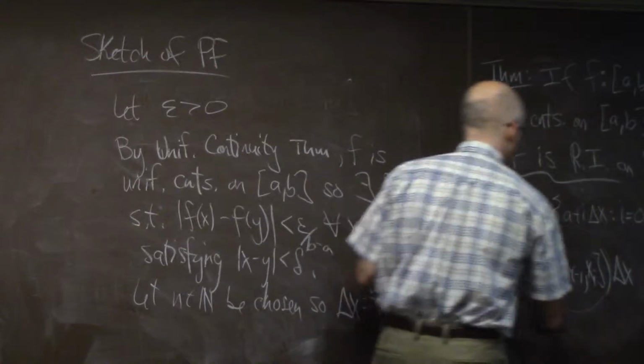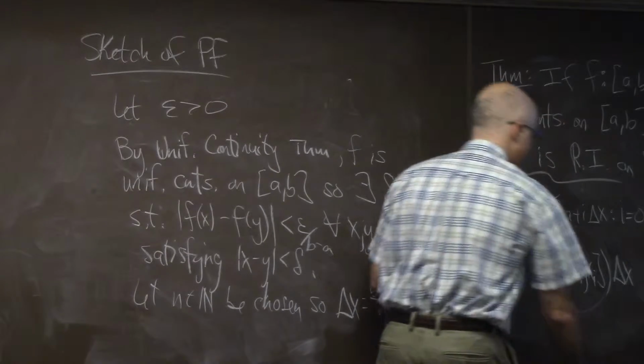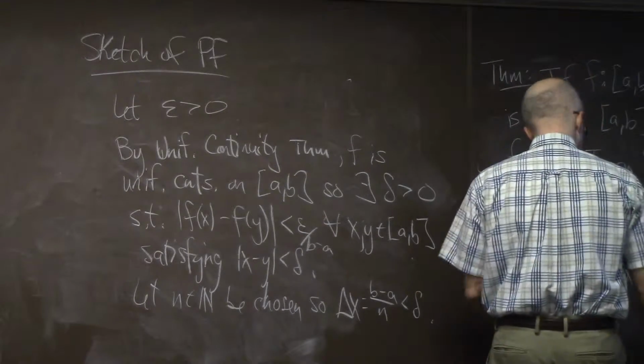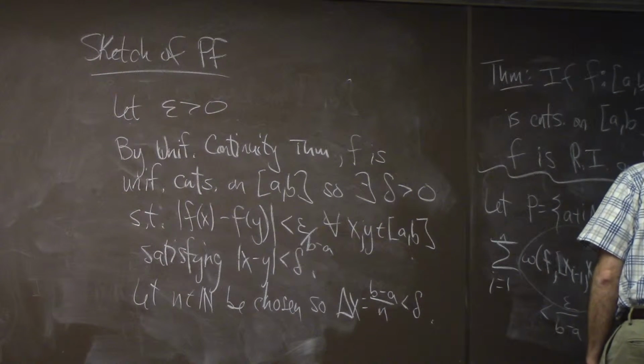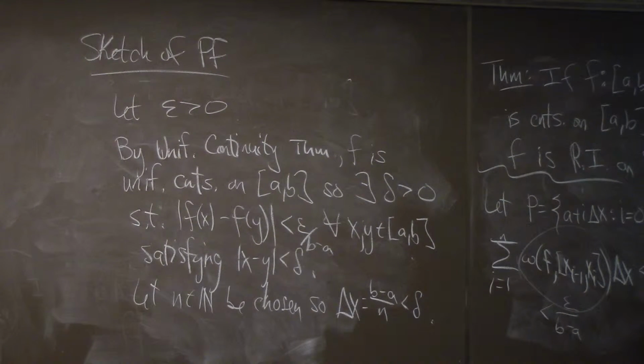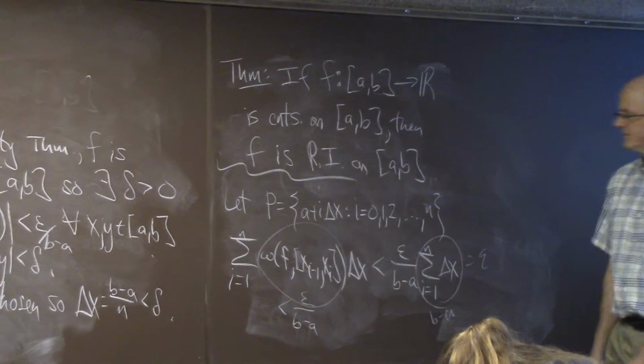Because this now, without proof, I'm going to claim is less than epsilon over b minus a, which is a constant. And that sum equals b minus a. So this equals epsilon.